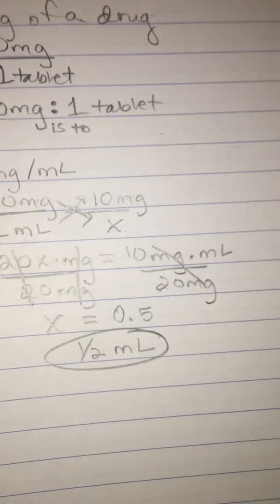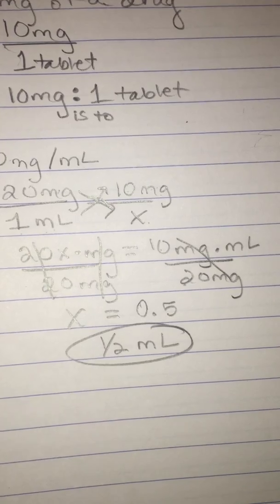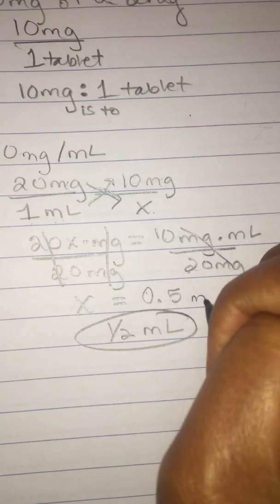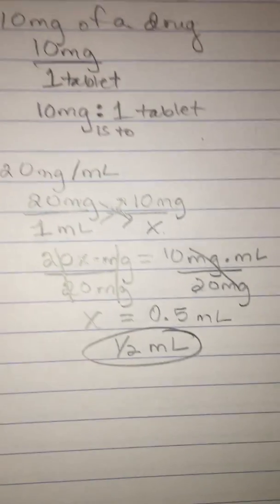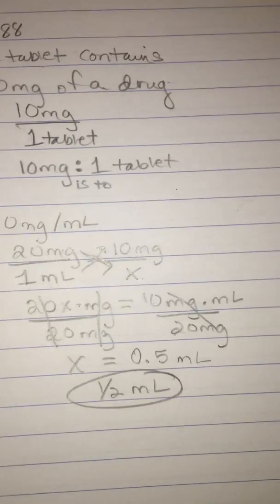You know, you have dosing cups here. If you've ever given your kids anything, it says half a milliliter on the cup, and so that is your answer, 0.5 milliliters, which is equivalent to half a milliliter. Just like a dosing cup. All right, I hope this answers any questions that you may have.